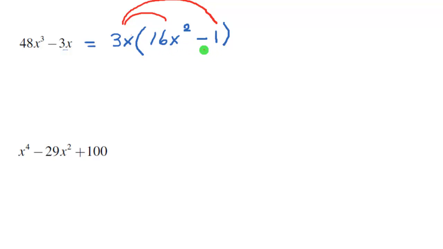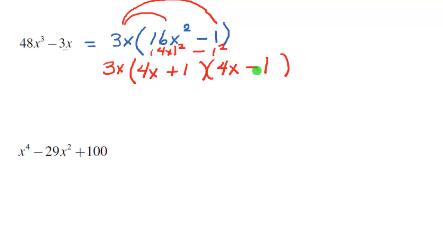Okay? Now, see that binomial right there? Can that be factored further? If you said yes, you are right, because you hopefully are recognizing now the difference of 2 squares. 16x squared is 4x squared, right? And 1 is a perfect square because 1 is 1 times 1. 1 is 1 squared. So we're going to put our 2 parentheses here, and we're going to write 4x plus 1, 4x minus 1 as the factored form of 16x squared minus 1.